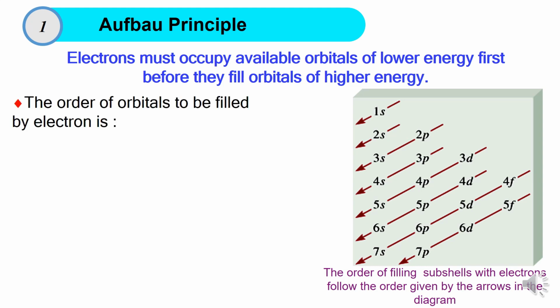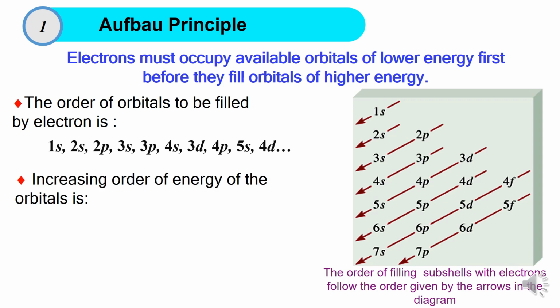The order of orbitals to be filled by electrons is 1s, 2s, 2p, 3s, 3p, 4s, 3d, 4p, 5s, and so on. Increasing order of energy of the orbitals is 1s < 2s < 2p < 3s < 3p < 4s < 3d < 4p < 5s < 4d < 5p < 6s. The order of orbitals to be filled can also be simplified by drawing arrows on the following diagram.